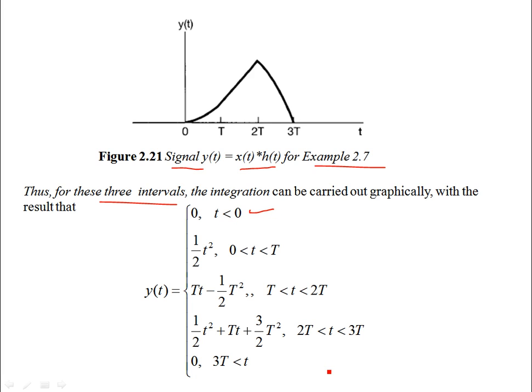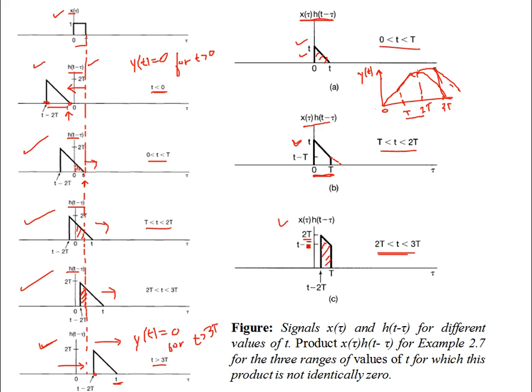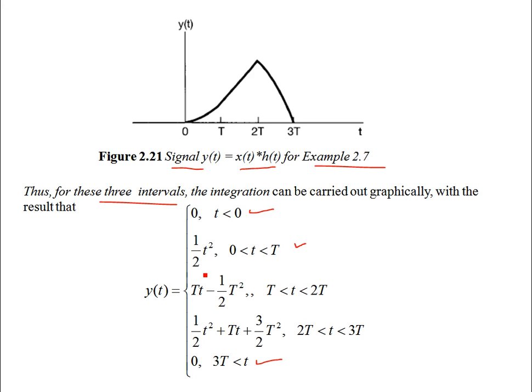For t less than 0, we know that the output is 0. But for the other three intervals over here, you see the integration is half t squared. This is the triangle. This is half t squared. Then for t varying from t to capital 2T, it's a trapezium. So this is the area. Then for 2T to 3T, again you have this area.